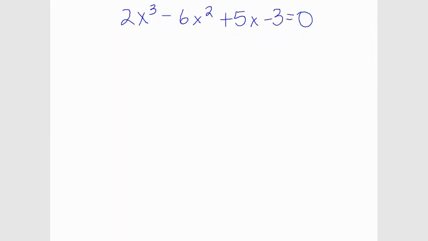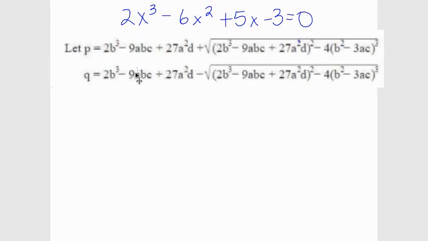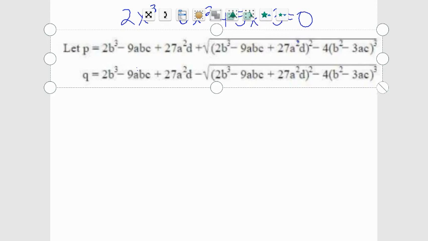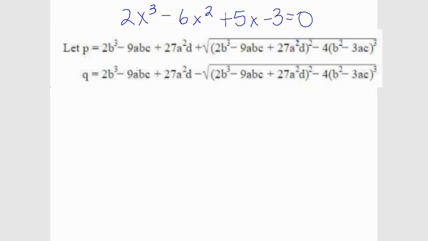So let's go ahead and paste it. There we go. Okay. There we go. All right. So we have A is equal to 2. B is equal to -6. C is equal to 5. And D is equal to -3.